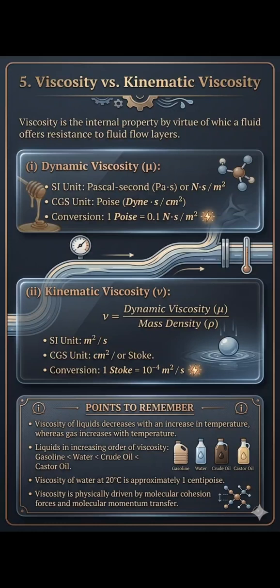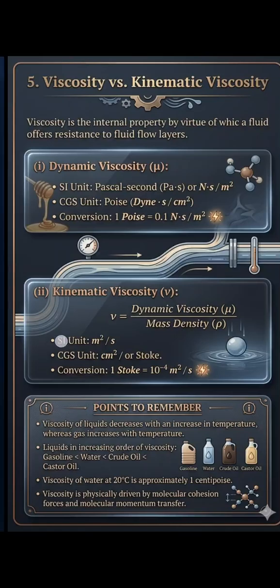Viscosity of liquid decreases with an increase in temperature, whereas for gas it increases with temperature. Liquids in increasing order of viscosity: gasoline, then water, then crude oil, then castor oil. Viscosity of water at 20 degrees Celsius is approximately 1 centipoise. Viscosity is physically driven by molecular cohesion forces and molecular momentum transfer.